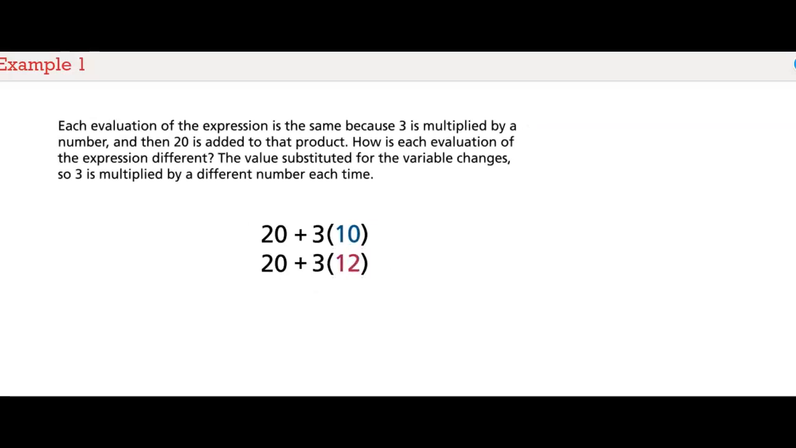Each evaluation of the expression is the same because 3 is multiplied by a number and then 20 is added to that product. How is each evaluation of the expression different? The value substituted for the variable changes, so 3 is multiplied by a different number each time.